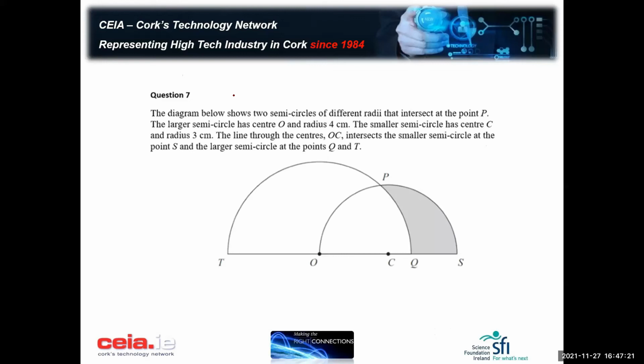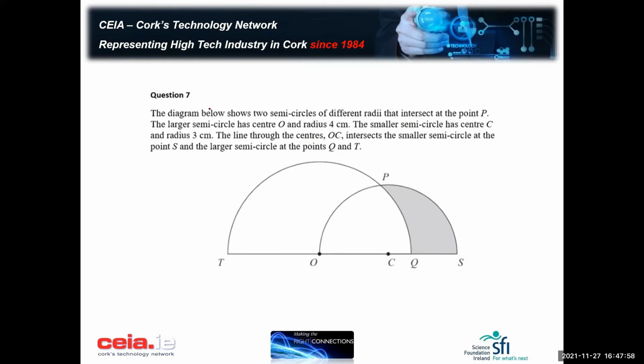Okay. This is a very interesting question. This is again on trigonometry and geometry. So the diagram shows two semicircles of different radii that intersect at the point P. The larger semicircle has center O and radius 4 centimeters. The smaller semicircle has center C and radius 3 centimeters. The line through the centers OC intersects the smaller semicircle at the point S and the larger semicircle at the points Q and T. So just to read this, there's a lot going on here, right?